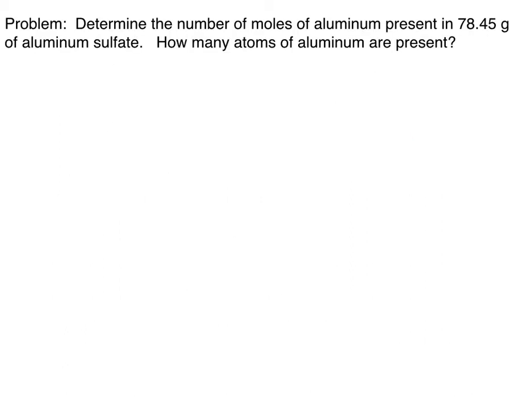So here's another problem that you might be given. This one asks: determine the number of moles of aluminum present in 78.45 grams of aluminum sulfate, and then determine how many atoms of aluminum are present in this sample. So please pause this video, take a few minutes, work through the problem, and then we can go through the answer together.